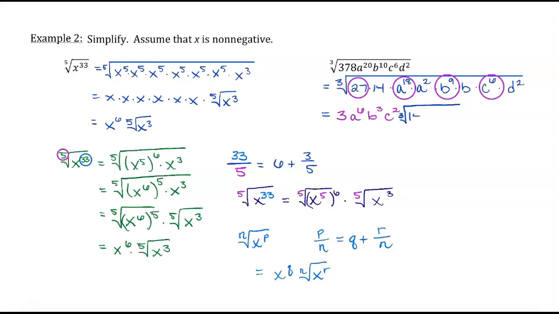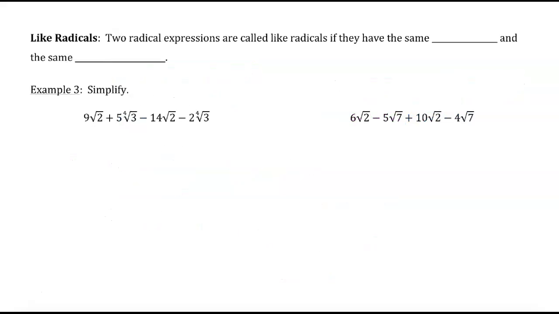We have a 14, an a squared, a b, and a d squared. And that simplifies this radical expression. Two radical expressions are considered like radicals if they have the same index and the same radicand. In other words, we need to have a matching root and the inside of the root needs to match as well. And we can combine like radicals in the same way that we combine like terms.